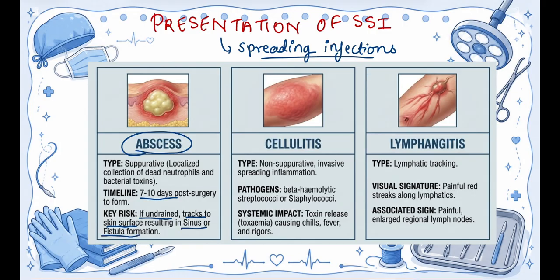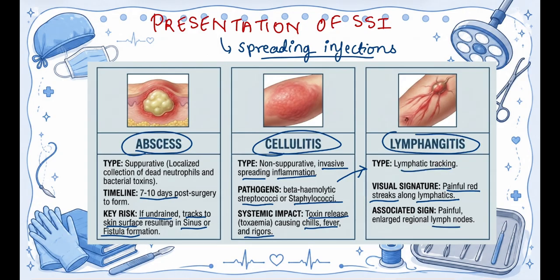The next stage is cellulitis. This is an invasive, rapidly spreading inflammation, very often caused by streptococci or staphylococci bacteria. It actually releases toxins right into the blood. That causes severe chills, fever, and rigors. If it keeps going, it escalates to lymphangitis. You'll actually see painful red streaks tracking right along the skin. These streaks follow the path of the lymph nodes, which also become painfully swollen and enlarged.